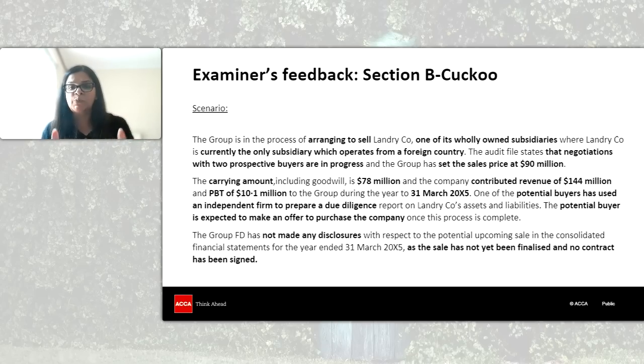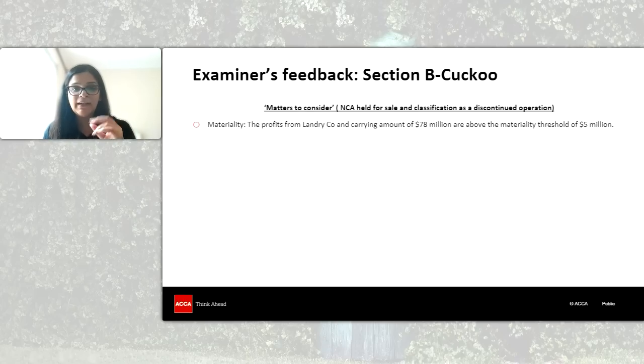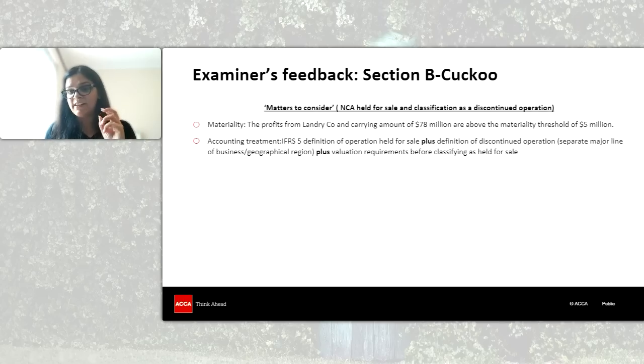I don't think I'm going to go through this in detail, but this was the main scenario which was given. There was a group and they had one of their subsidiaries that they are basically negotiating the sale of. They've set the selling price, they've given the carrying value, they've given the revenue that it contributed, and they'd given information that there were conversations happening with potential buyers, but the sale had not yet been finalized. So you had to pick up that this was basically IFRS 5. You had to start off by commenting on materiality.